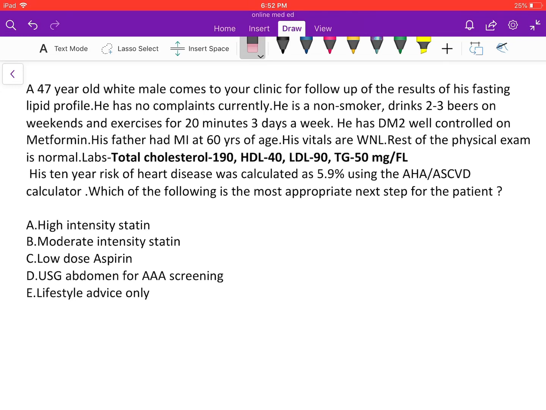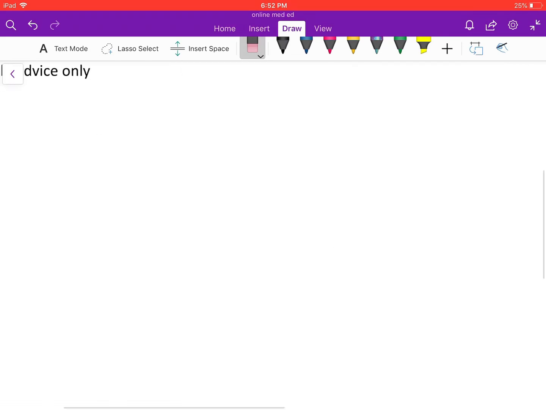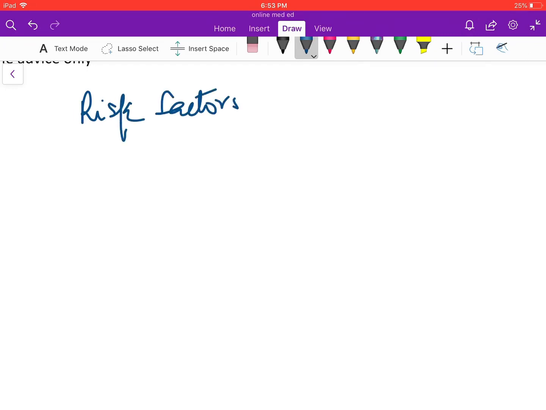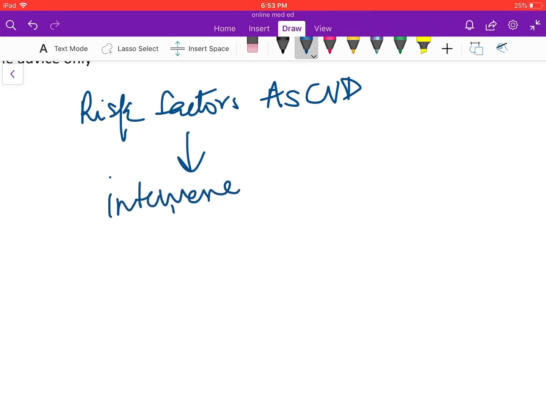Now, this is the moment where you hit pause and think about the answer. Meanwhile, I'll talk about how you would approach this question. Before we think about the options, I want you to really understand what this question is trying to ask. This question is trying to test whether or not you know all the risk factors for atherosclerotic CVD and how you want to intervene to decrease his risk. Mainly, the big question is whether or not this patient should have statins or not.